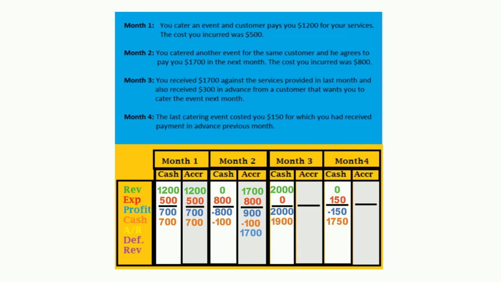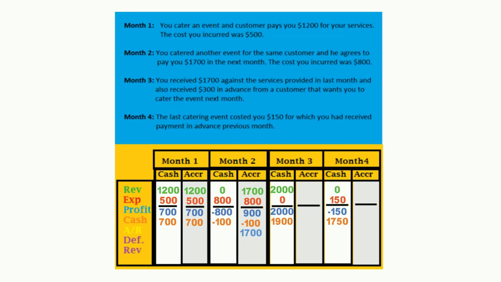Now, the reality is that you didn't get the cash for it, and you had to spend $800 of cash out of your pocket. So you're still, just like the cash accounting, you're still going to have negative $100 in cash.